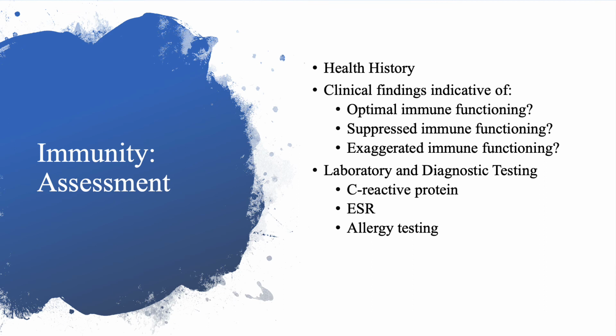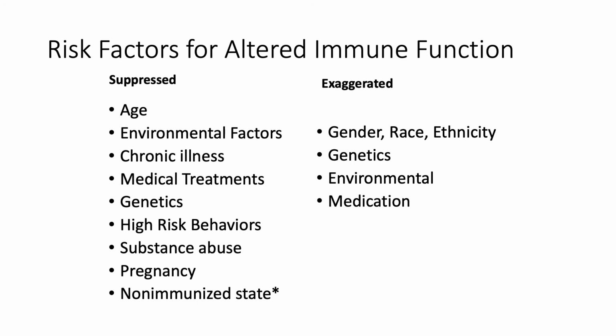So, what are we going to do to assess immune function? We're going to do a really good health history. We're going to ask for information that would tell us that the person might have optimal immune functioning, suppressed immune functioning, exaggerated immune functioning. We might do lab tests such as C-reactive protein and erythrocyte sedimentation rate. And they might do allergy testing. And risk factors for altered immune function, we'll get into that assessment a little bit more in the next lecture.